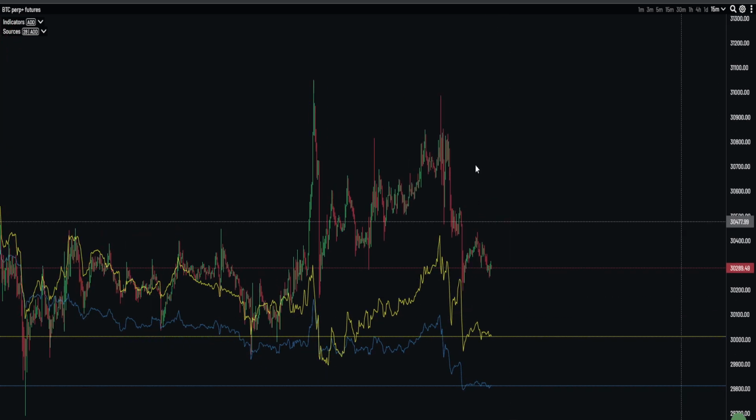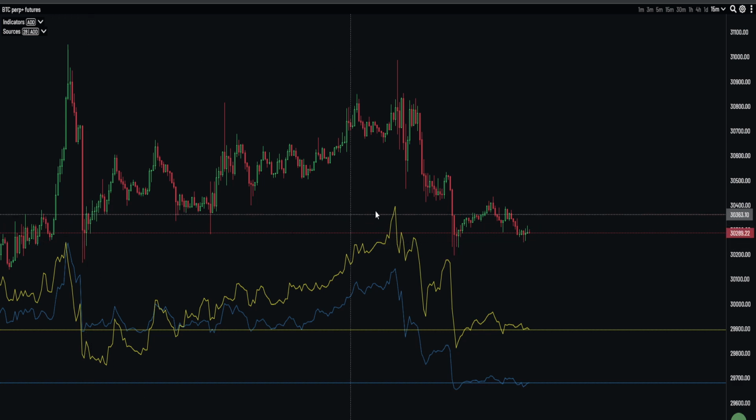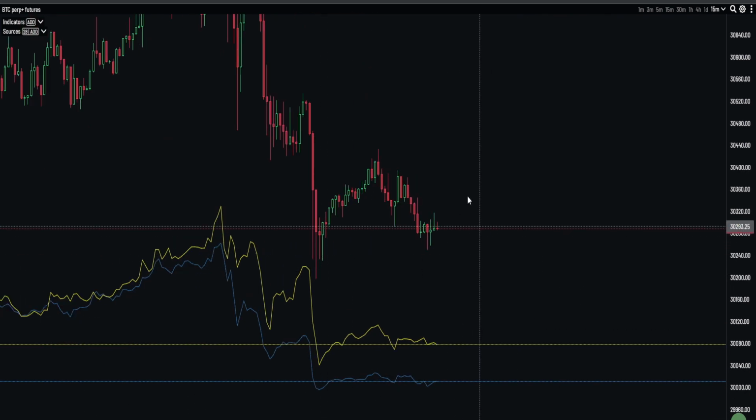And on yellow specifically, you can see more locally, lower high on price, but on yellow a higher high on the CVD, which is a bearish CVD divergence. And more locally over here, not much is going on considering CVD.